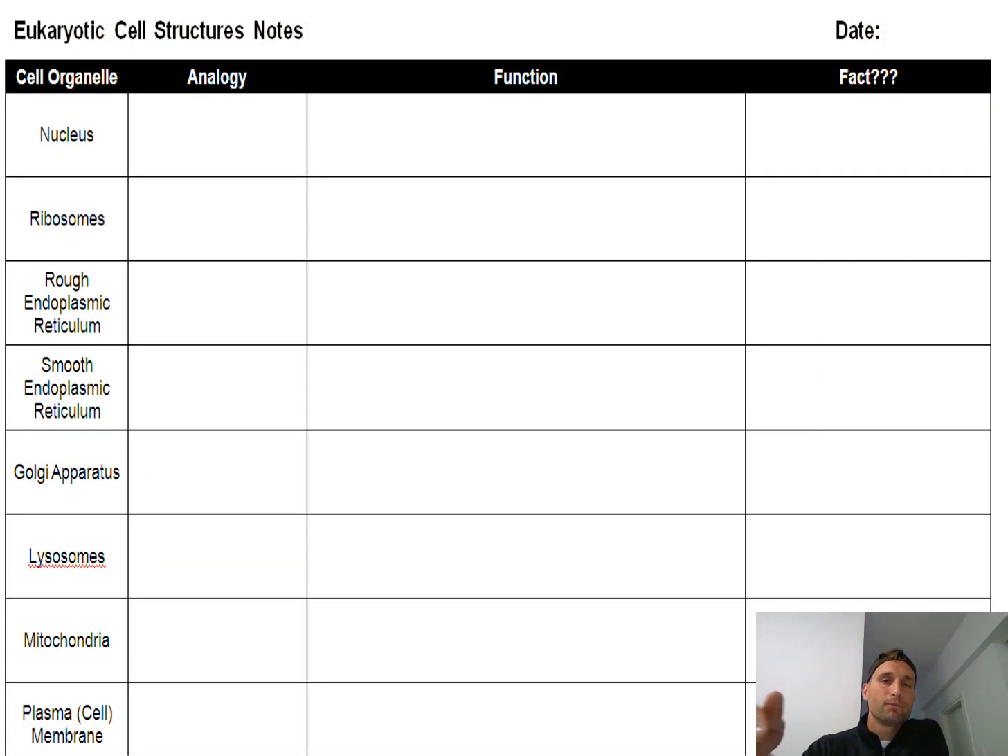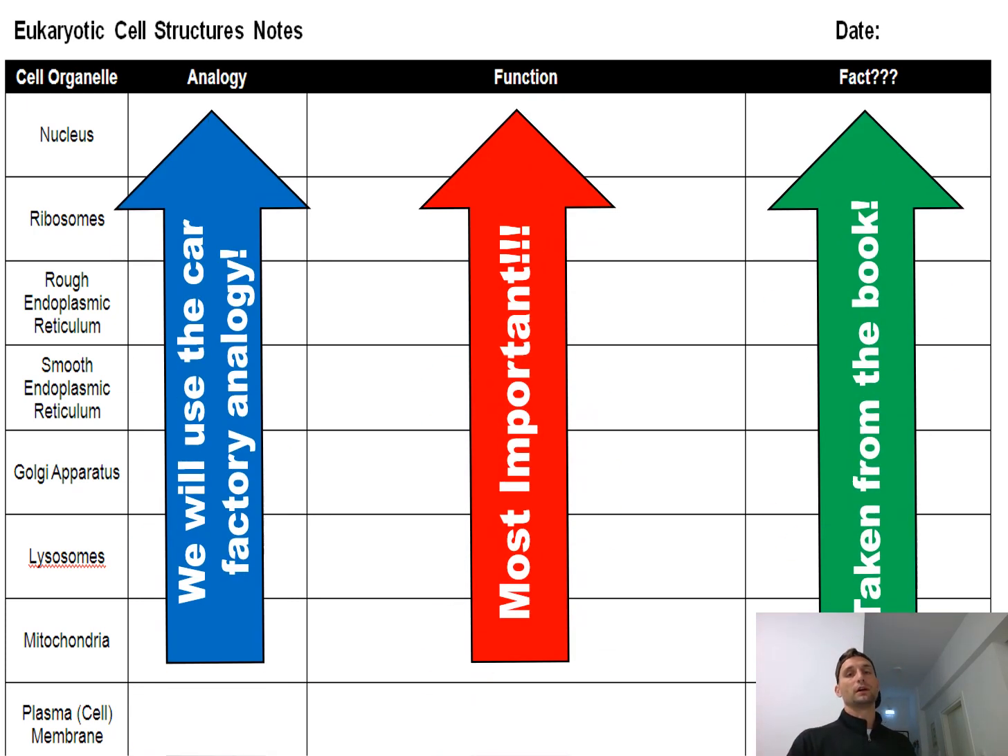Okay, what I'd like you to do for this and what I think will help is if you flip to the back of your booklet, the very last page, you'll see a chart that looks similar to this. It's not the exact same. This is a kind of an older version. But you'll see something that looks like this. So it'll have all of the organelles listed on the left. You'll see the space for the analogy, a space for the function, space for the fact.